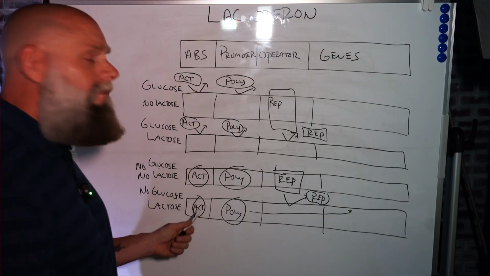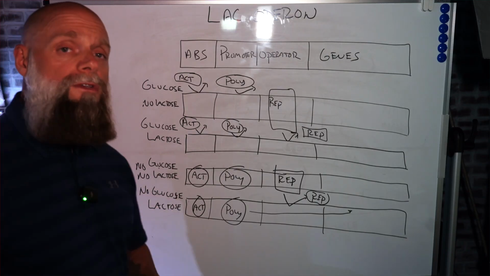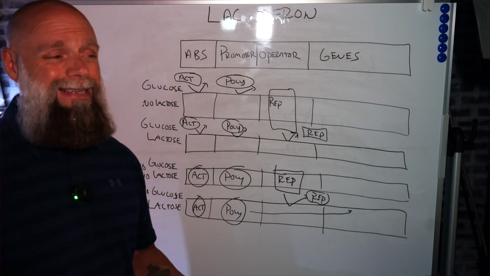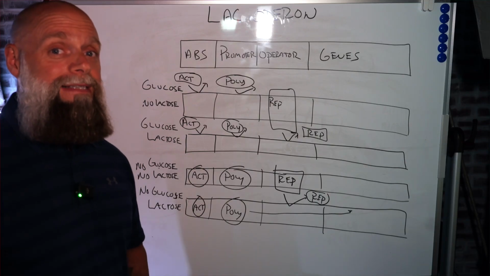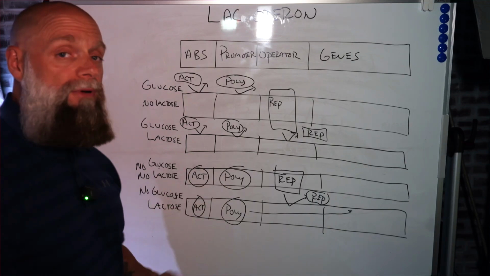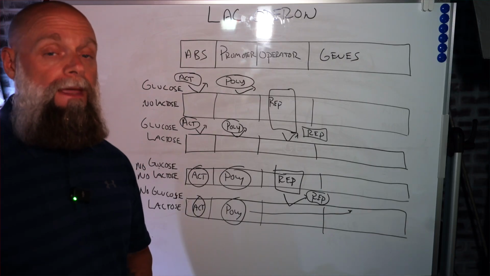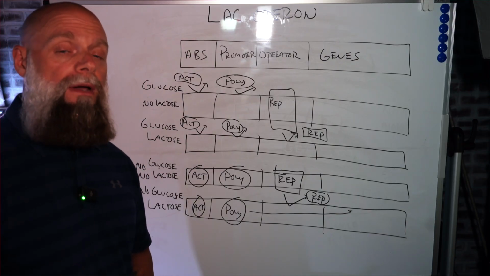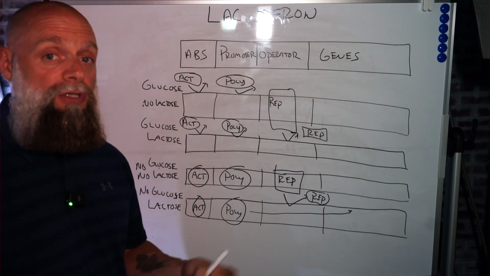Last example, down here, we have no glucose and we have lactose present. So our cell is not exactly happy, but at least it's not in the same situation that it was in previously. There is a food source present. And this is the only scenario in which the lac operon is actually turned on.